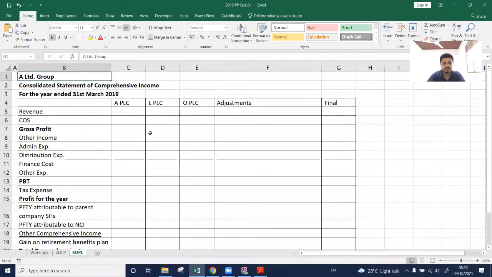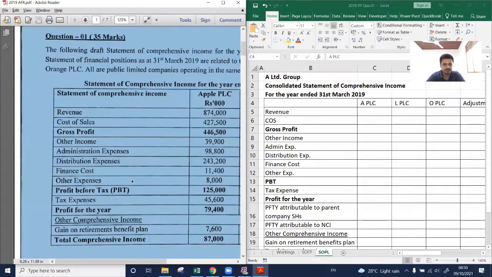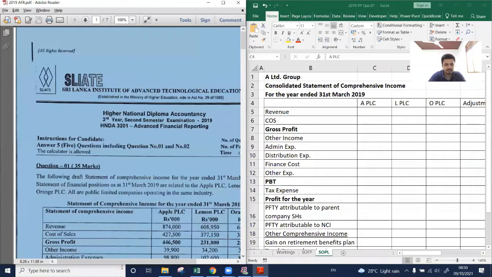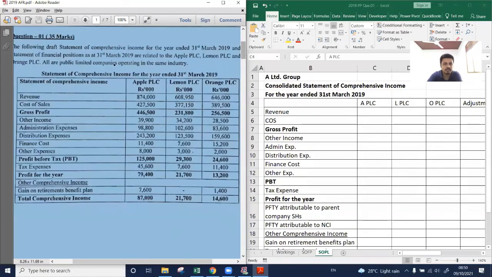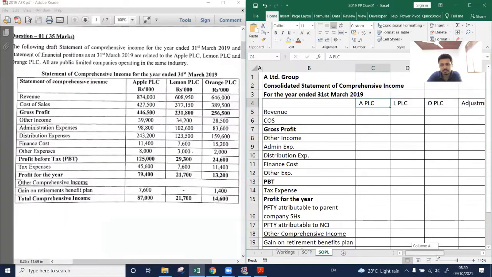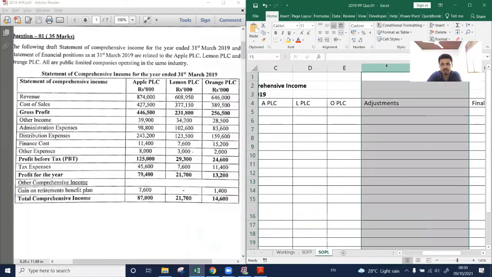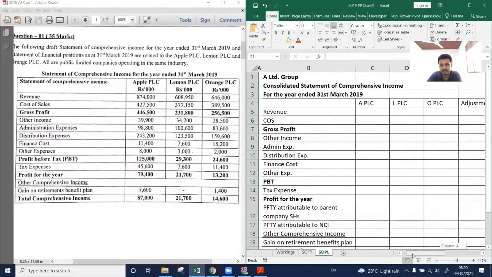Right. We'll start. A Limited Group consolidated statement of comprehensive income for the year ended 31st March 2019. Right. What can we do here? This is the P&L, the statement of comprehensive income of these three companies, APLC, LPLC and OPLC: Apple, Lemon and Orange. Those are the three companies, right? And I have allocated a column for the adjustments. And then in the last column, I'm going to have the final figures.